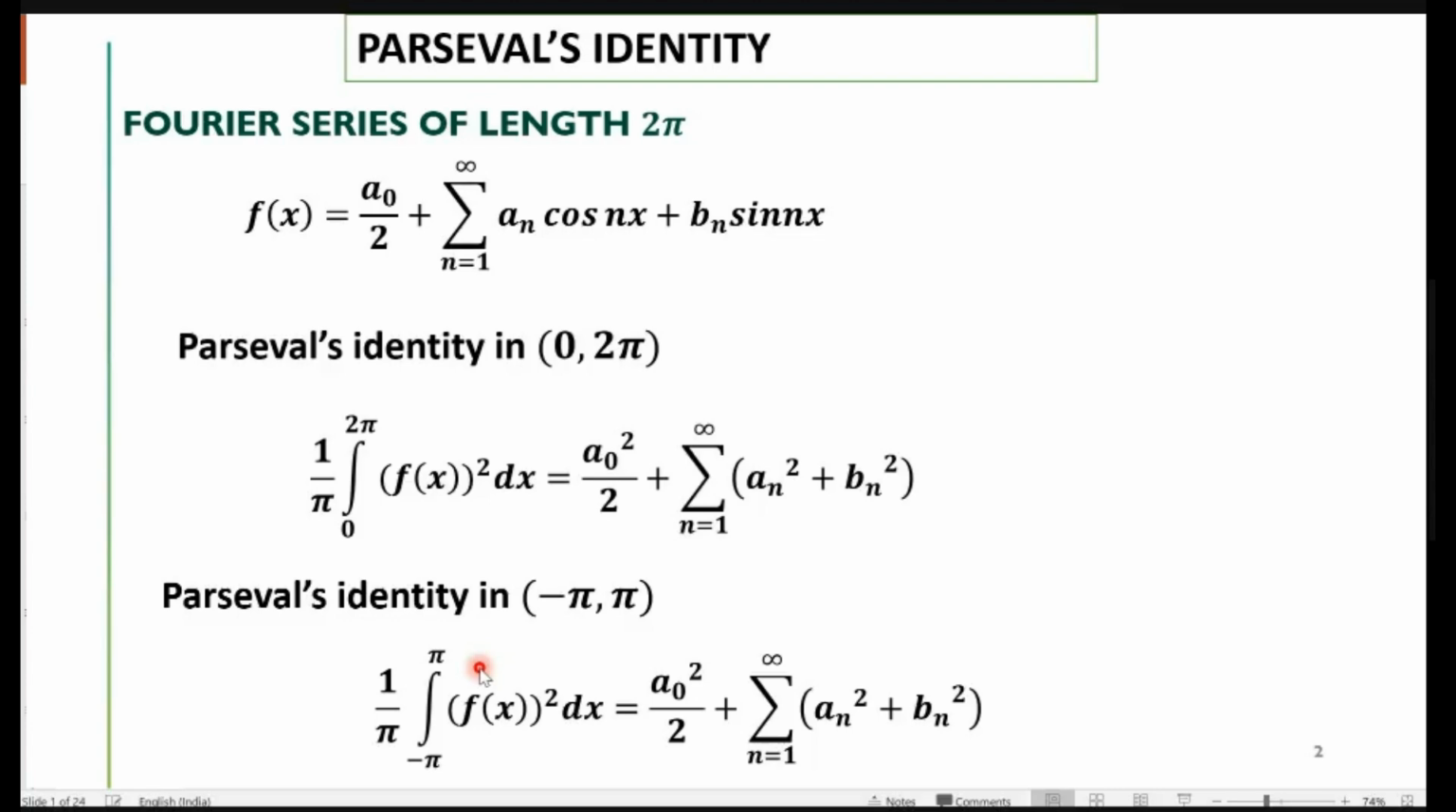Okay, so you may be asked some question: find the Fourier series in 0 to 2 pi, and then hence use Parseval, or hence deduce using Parseval's identity. So that means you have to calculate the Fourier series in 0 to 2 pi, calculate a0, an and bn, and then substitute in these Parseval's identity to get the required deduction.